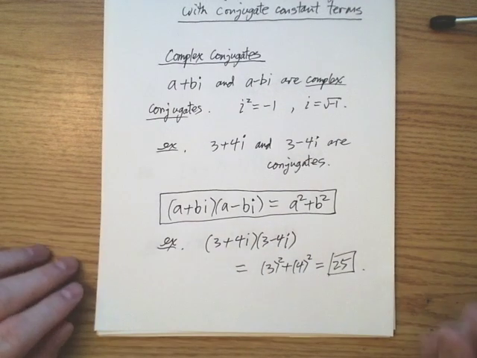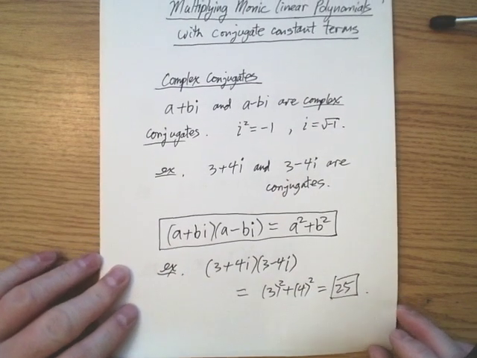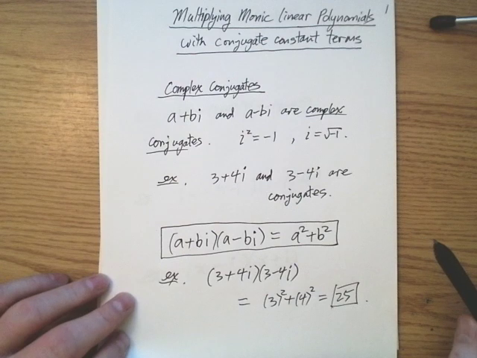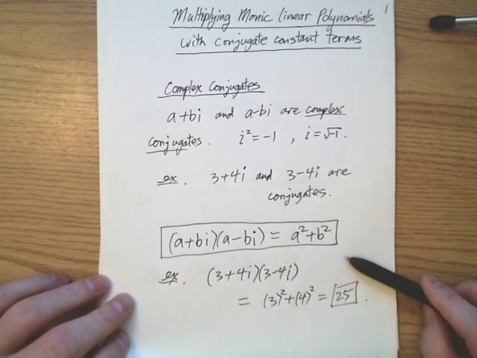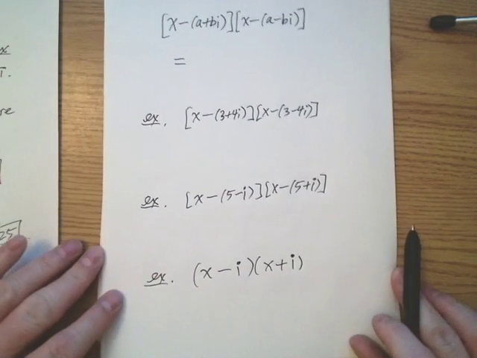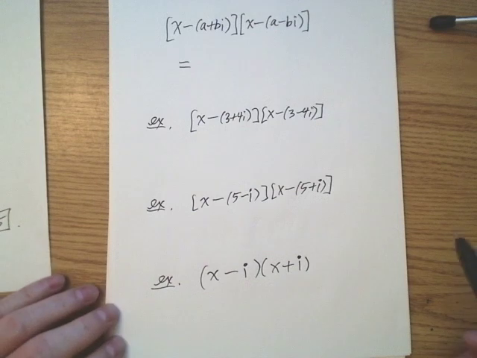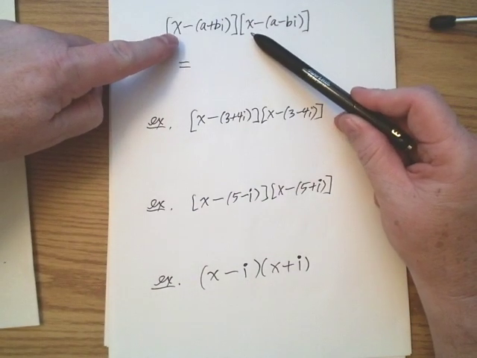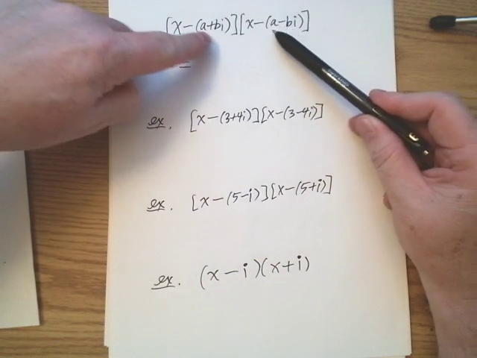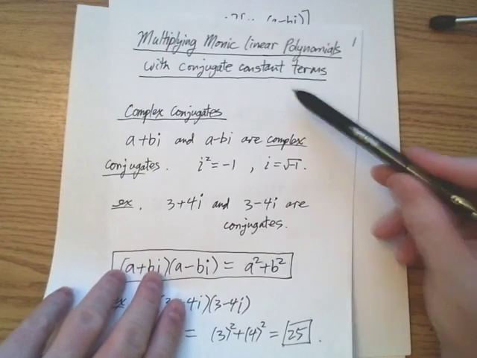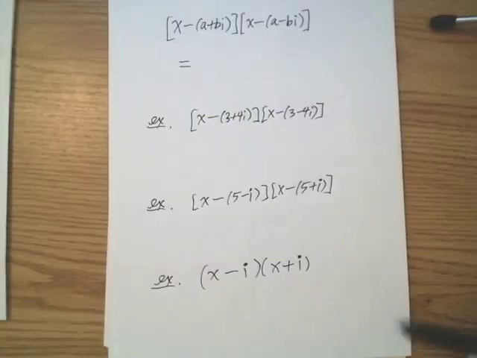This is an important special case, as we shall see as we work our way through this chapter, dealing with zeros, in fact, complex zeros of real polynomials. So keep this in mind here. And now the type of problem we're actually going to be running into a little further down the line is multiplying these two monic linear polynomials where the constant term on each of them are complex conjugates. Thus, the title of my page here and the video.